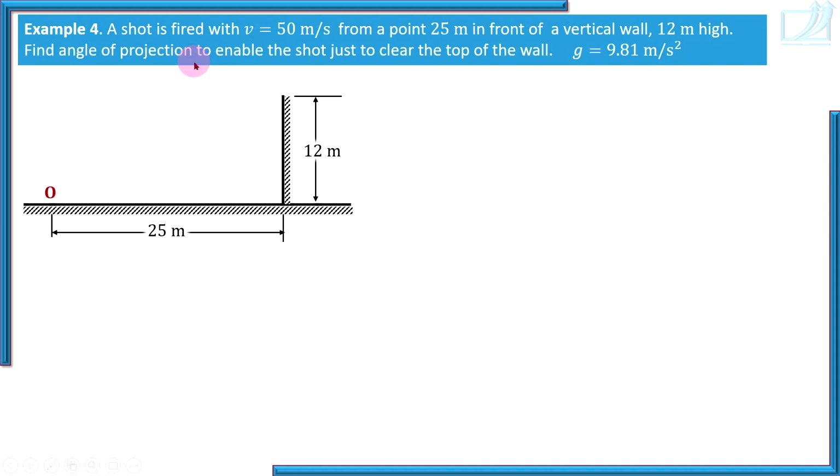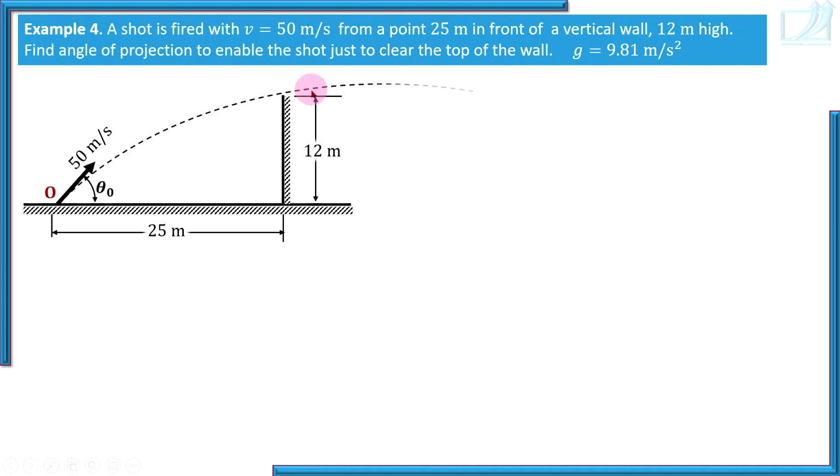Find the angle of projection. The magnitude of initial velocity is given. The shot is fired with velocity 50 meters per second, but the angle of projection is not given. But the requirement is this shot should just clear the top of the wall. This word "just" is very important. It does not clear the wall with sufficient margin. It just clears the top of the wall means it almost touches the top of the wall. So this is that path. It almost touches the top of the wall.